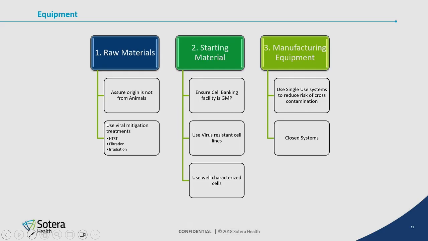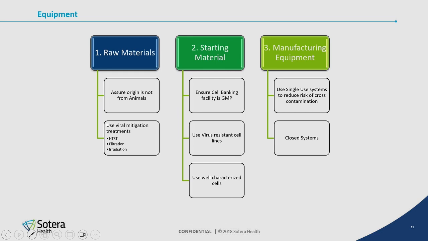So for instance, for raw materials, you might take a look at your raw materials and try to eliminate as much as possible any that originate from animals. It's not always possible. In addition to that, if you're unable to use a raw material that does not originate from an animal, you can look at mitigation strategies such as heat, filtration, or irradiation to try to mitigate that risk a little bit.